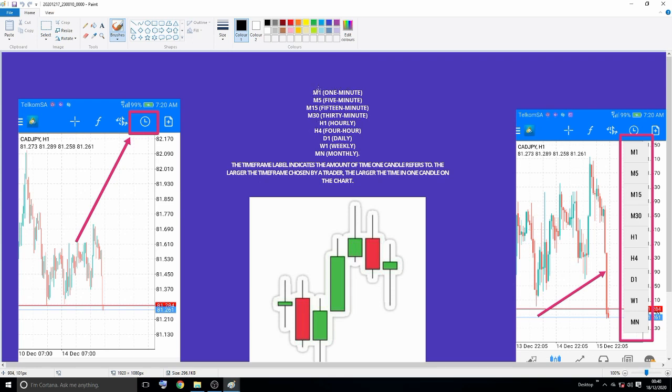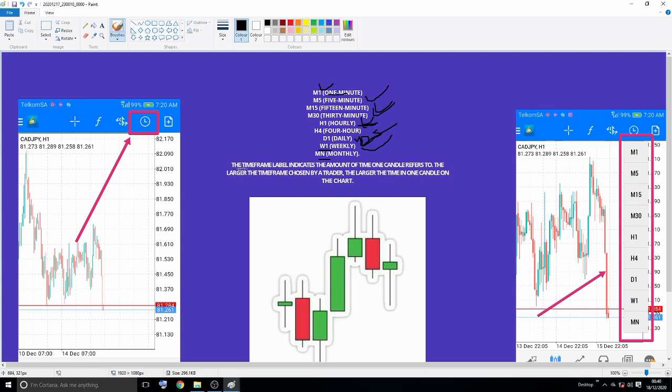On your platform, you will find M1, which means 1 minute. You have M5, which means 5 minutes. M15 means 15 minutes. M30 means 30 minutes. Then you find H1, that means 1 hour. H4, 4 hours. Then you find D1, that means day 1. W1 means weekly. Then we have MN, which means monthly.